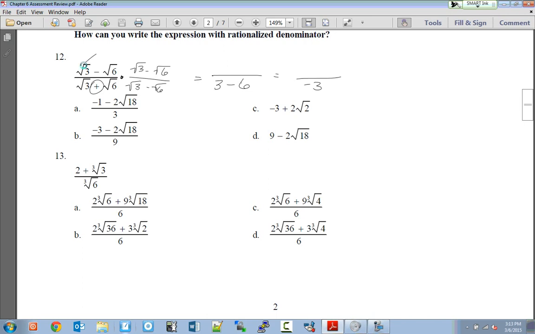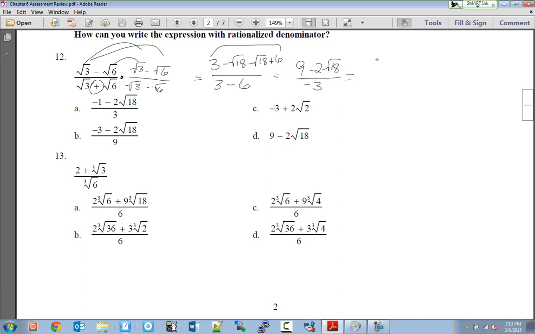Now, you just got to follow the top. Square root of 3 times the square root of 3 is 3. Square root of 3 times negative square root of 6 is negative square root of 18. And then again, you get another negative square root of 18 there. And then negative square root of 6 times negative square root of 6 is positive 6. So now, combine your like radicals. 3 and 6 is 9. Minus, you have 2 square roots of 18. They're both negative. So it's minus 2 square root of 18.